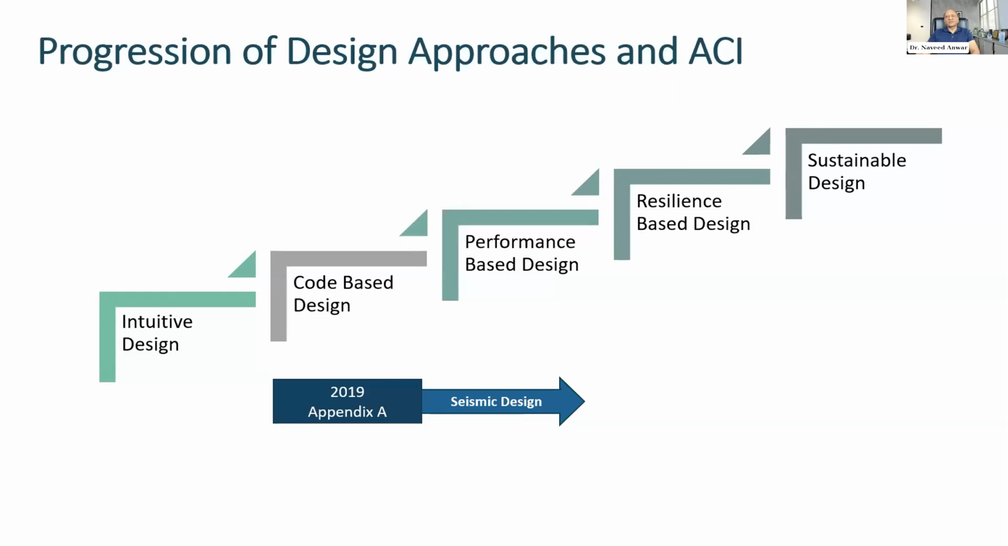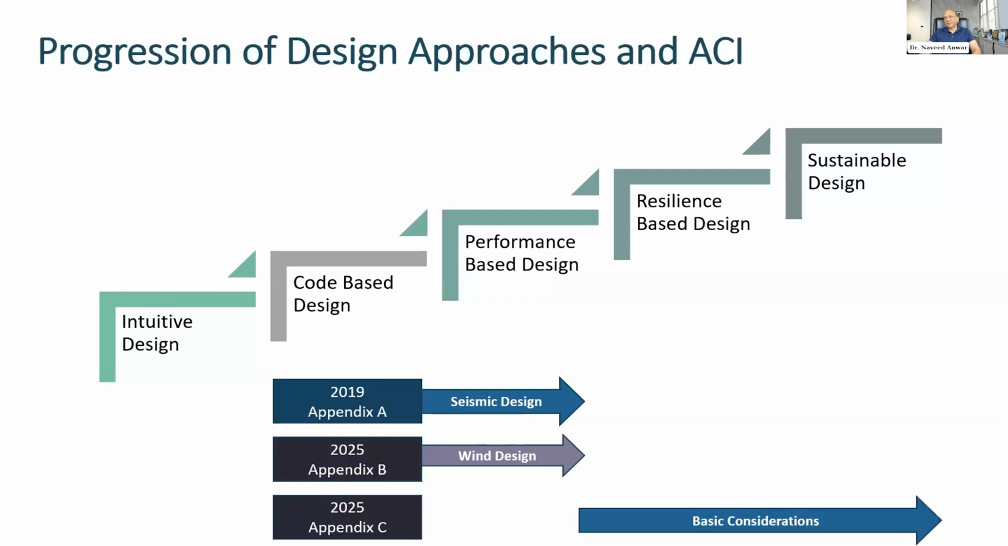And the new code, which was finalized just this year, in January, February, but not released to the public yet, is ACI 25. It has added a new Appendix B, which deals with PBD for wind, which is a very new method. It's still in development, but the code is already adding it as another appendix. It also has Appendix C, which has started to talk about resilience-based design and sustainable design. So as you can see, the codes are rapidly catching up on the design progression.